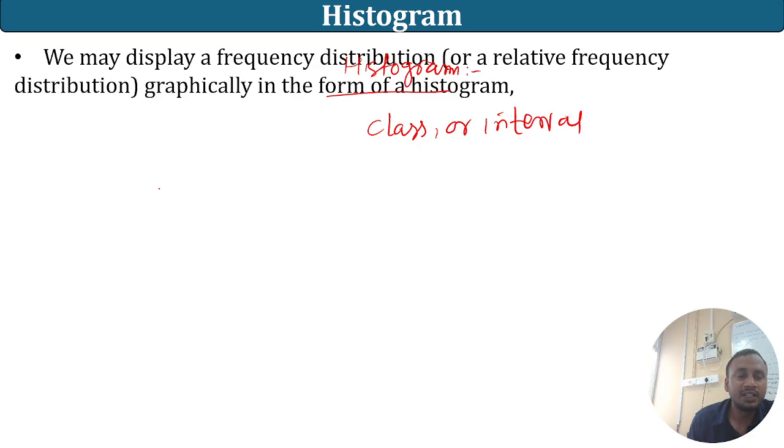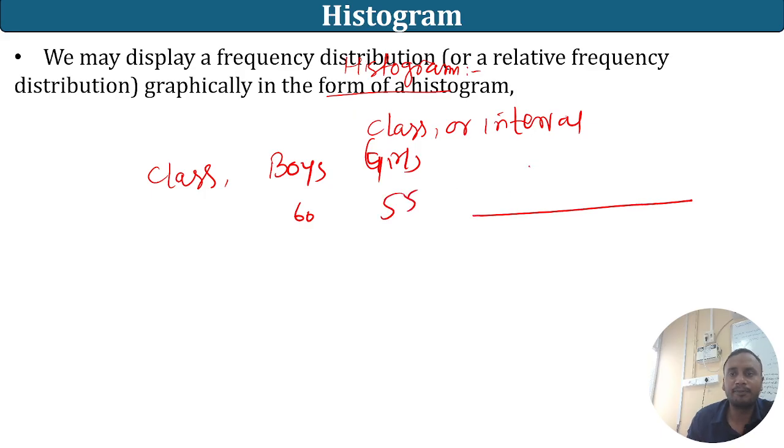Let's say in a class we have the boys and then we have the girls. For the boys we have, let's say, 60, and for the girls, let's say 55. So we can plot this as the boys and then the girls, but it should be side by side. That will be the girls.